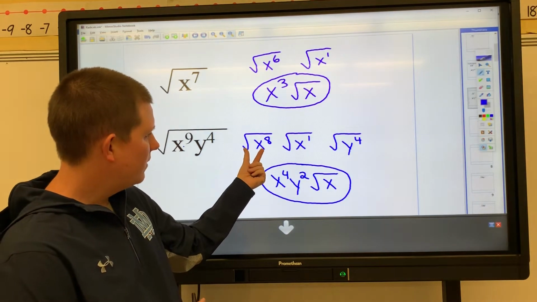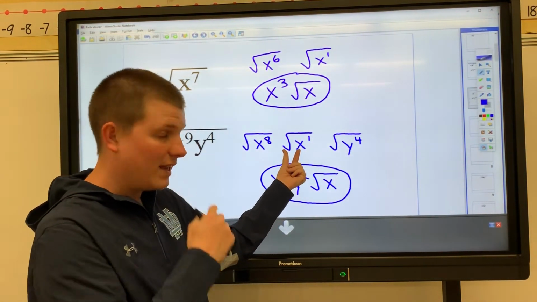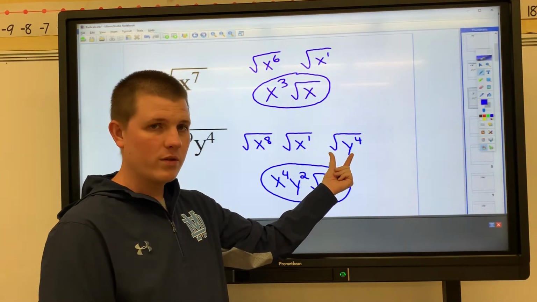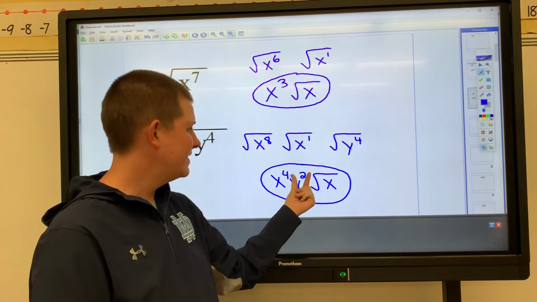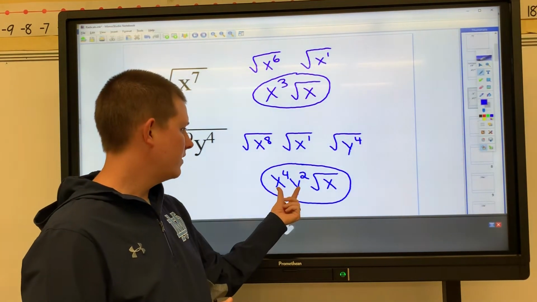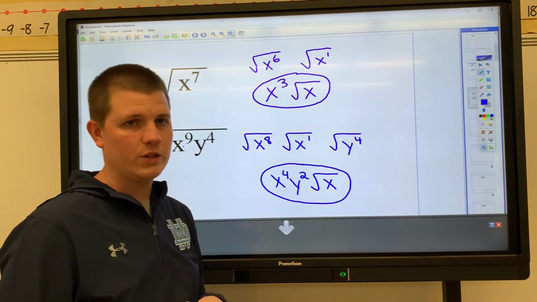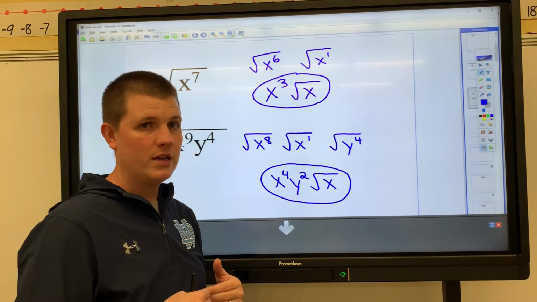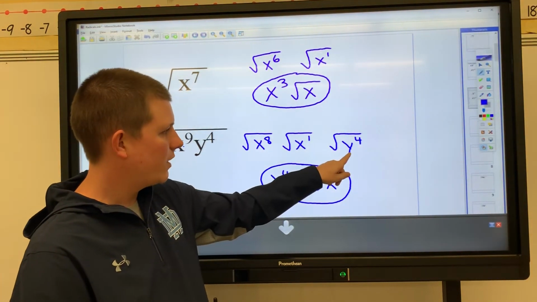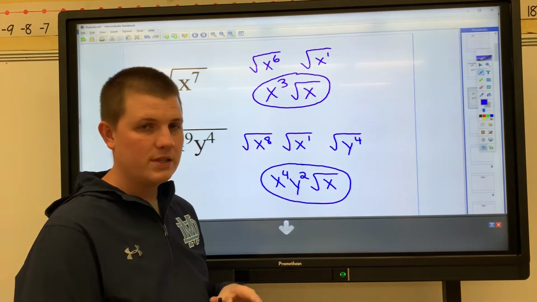Square root of x to the 8th is x to the 4th. That goes on the outside. Square root of x to the 1st, we cannot answer it, so it stays inside. And square root of y to the 4th, we can answer that. That becomes y to the 2nd on the outside. Sometimes people have trouble figuring out, does it go outside or does it go inside? If you can answer the question, it goes outside. If you cannot answer it, it goes inside. We can answer that question, x to the 4th on the outside. We can answer that question, y to the 2nd on the outside. We cannot answer this one, so it stays inside.